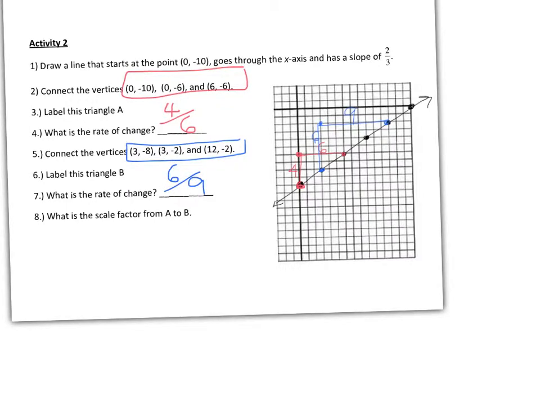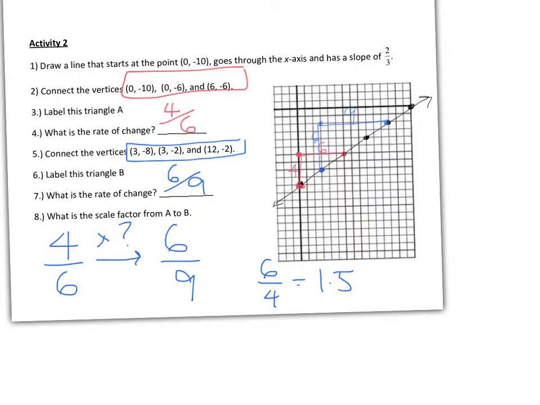The last question is asking you to determine the scale factor. So think 4 over 6 to 6 over 9. Now this is kind of tricky because you can't look at 4 and say 4 times what gives me 6. But you know that you're multiplying. So to figure that out, you go backwards and do 6 divided by 4 and you get 1.5. So that must be what we multiply by, and make sure it works for 6. Is 6 times 1.5 equal to 9? It is. So my scale factor is 1.5.